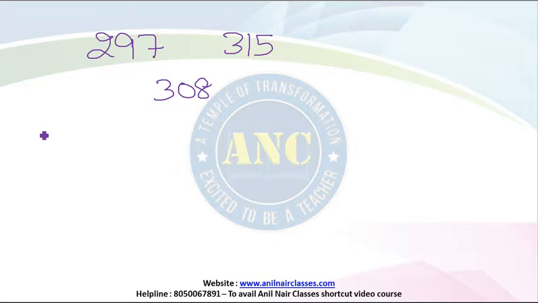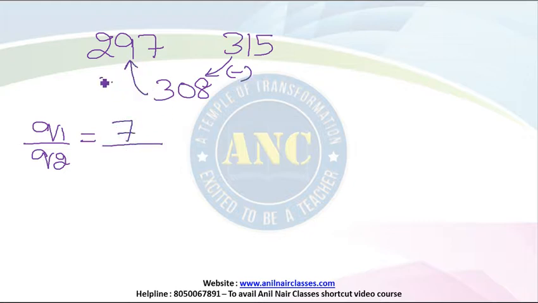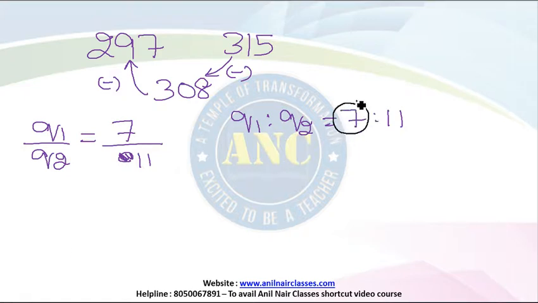If I take the ratio, Q1 by Q2 is given by 315 minus 308, which is 7, over 308 minus 297, which is 11. That means the Q1 to Q2 ratio is nothing but 7 is to 11. What is the meaning of 7 is to 11? That means from mixture 1 I am taking 7 parts, and from mixture 2 I am taking 11 parts. Totally I am making mixture 3 according to the ratio.